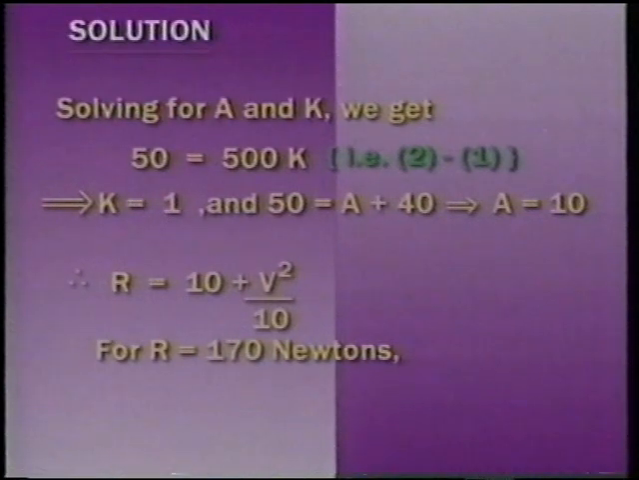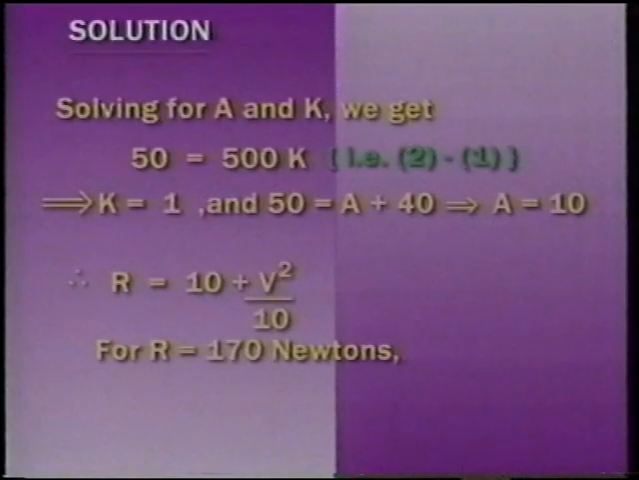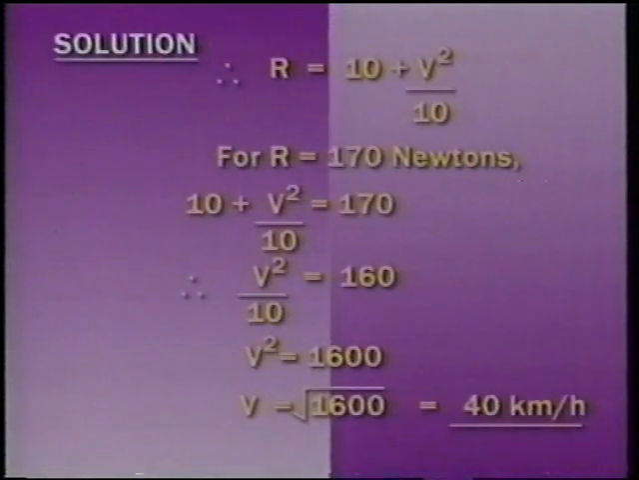Solving for A and K, we get 50 equals 500K. That is subtracting one equation from the other. When you solve that, you get K to be 1 over 10, and hence A equals 10. Therefore, we have an equation R equals 10 plus V squared over 10. Thus, when R equals 170 newtons, 10 plus V squared over 10 equals 170. And if you solve for V, you should get 40 kilometers per hour.